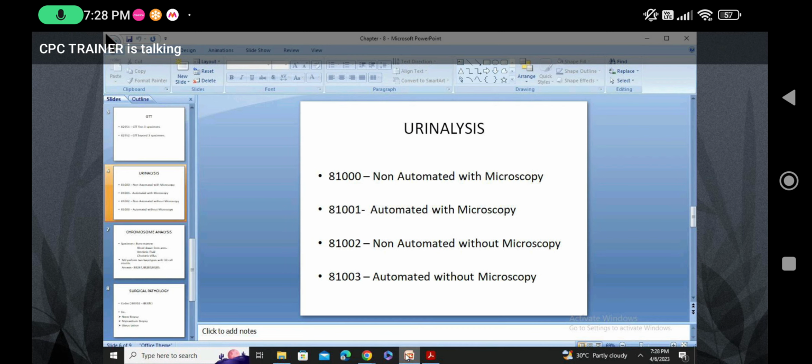So in your exam, if the provider documented directly whether they performed automated or non-automated, we code that directly. So we don't have an issue. Now tell me, in case the provider documented, "I am performing urine analysis." That's all. You guys clear? Now, what code do you have to use as a default?